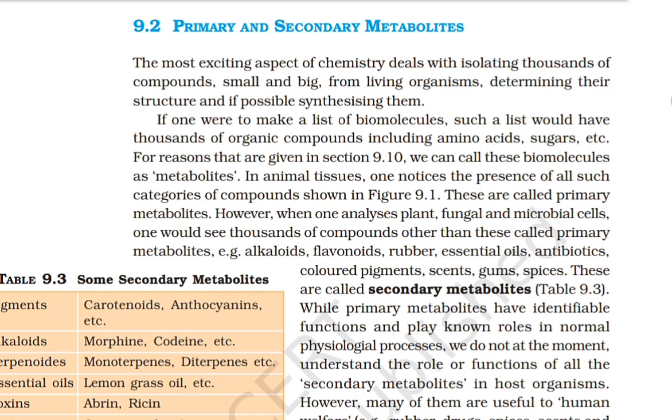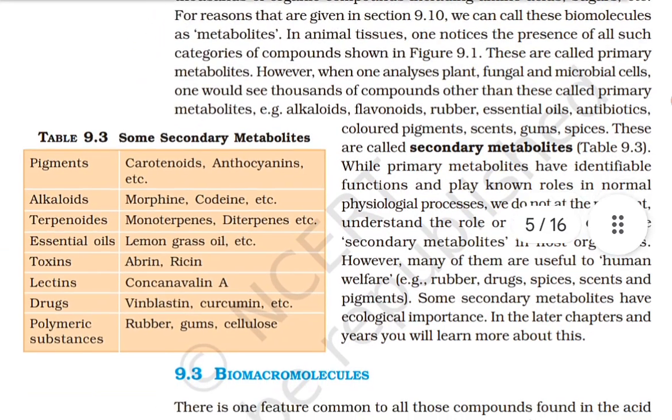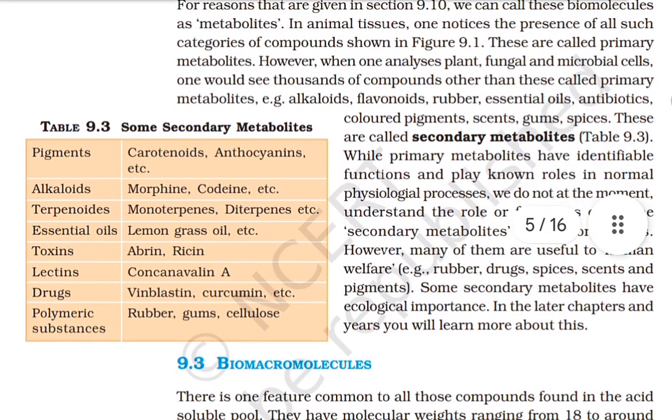While primary metabolites have identifiable functions and play known roles in the normal physiological process, we do not at the moment understand the role or function of all the secondary metabolites in host organisms. However, many of them are useful to human welfare. Example, rubber, drugs, spices, scents and pigment.